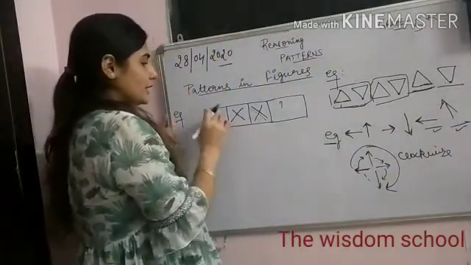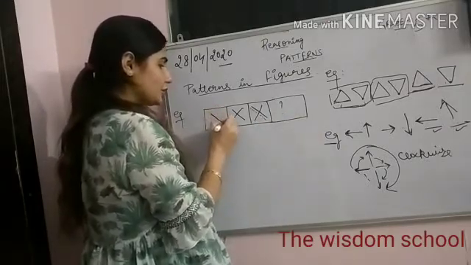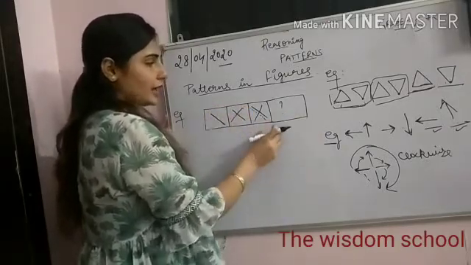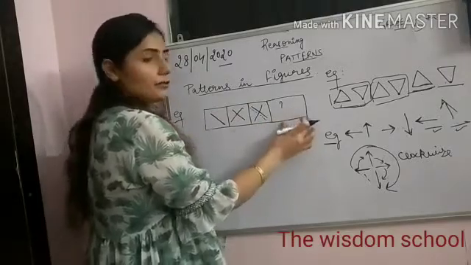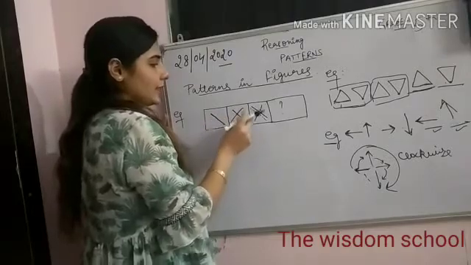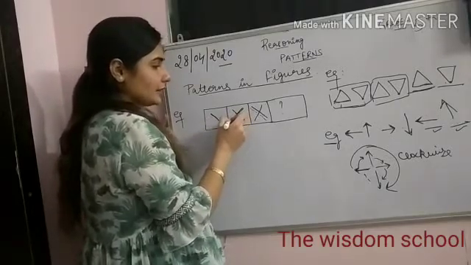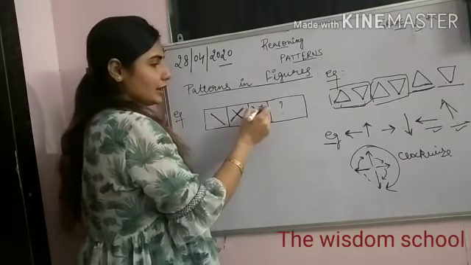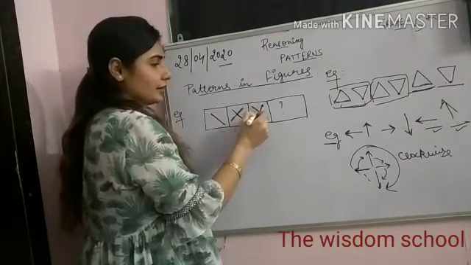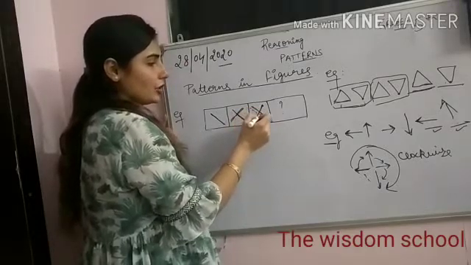Here students, in the boxes I have mentioned few lines. Okay, so we have to find out the fourth box. First, in the first box I have written one line, then in the second box there are two lines here, right? In the third box you can see three lines are there. Two are the bold lines and one is dotted line.